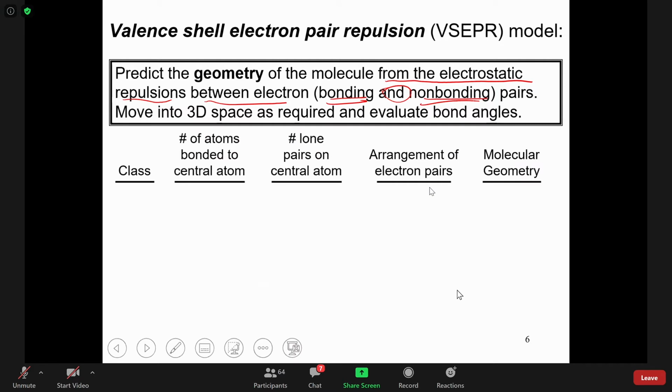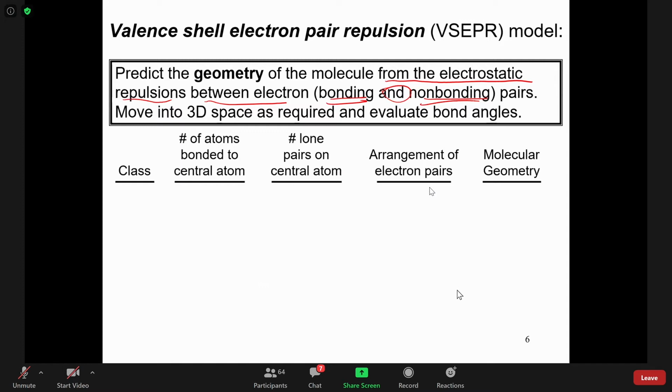So now we have to go through case by case by case, because we know there's a lot of variation within Lewis structures. We can have 3 bonds, 1 lone pair. We can have 2 bonds, 2 lone pairs. We can have just all 4 bonds.